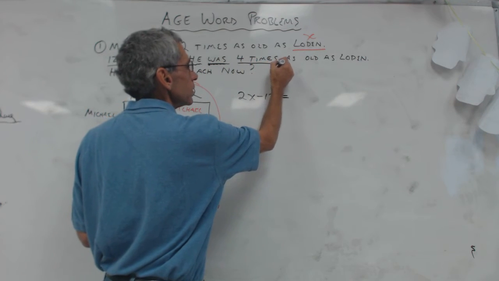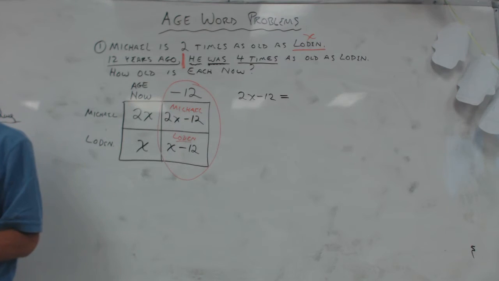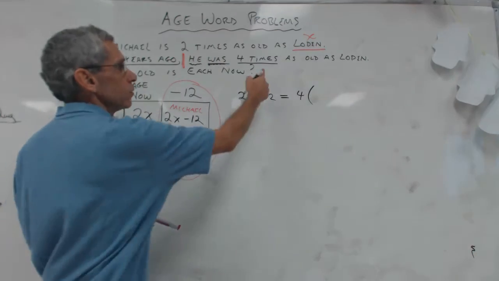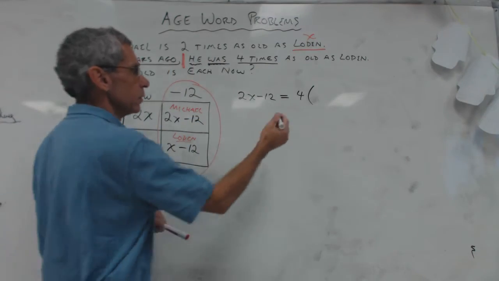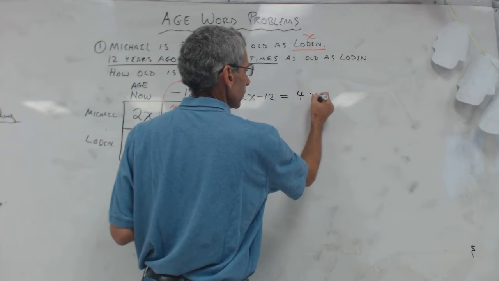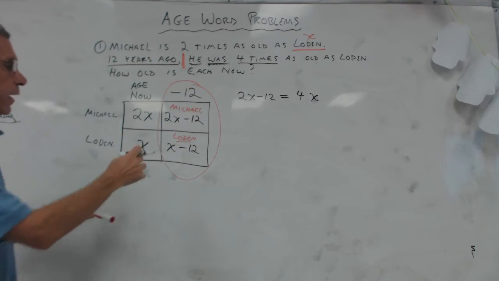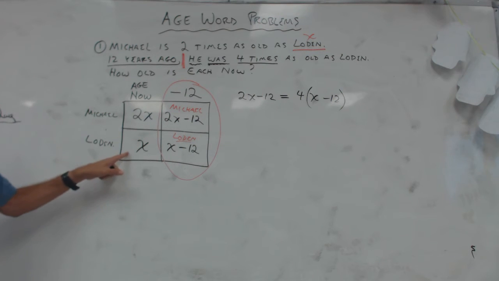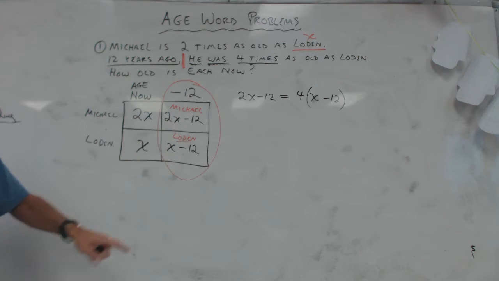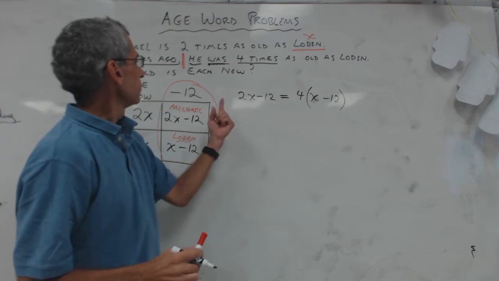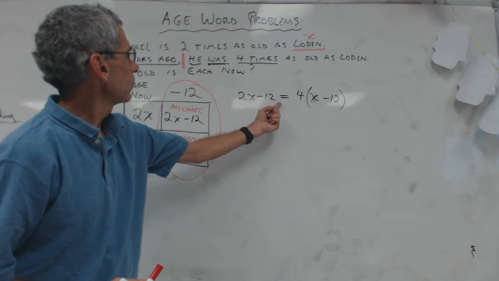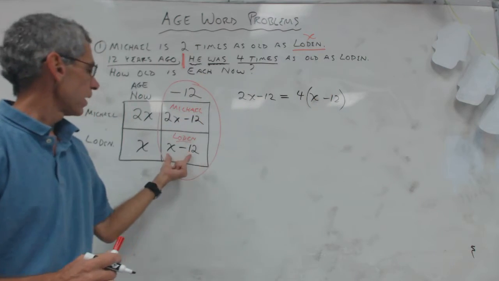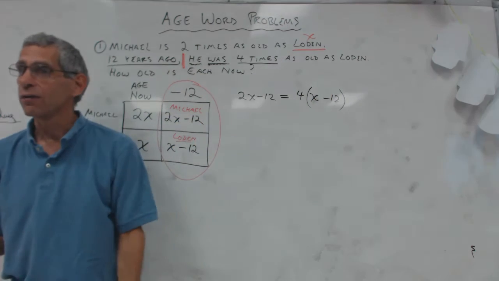4 times, how do I write 4 times? 4 parentheses, okay. As old as London. What was London? X. Okay, I could have just done 4x. Would it be X minus 12? Sorry, you're right, X minus 12. Thank you. I made the mistake, if I look back over here, right? I gotta look on this column. So does that make sense? Let's make sure. He, Michael, was equals 4 times, 4 parentheses, as old as London. London is X minus 12. We just have created our equation.